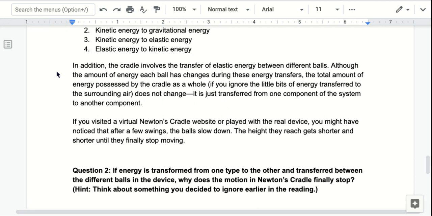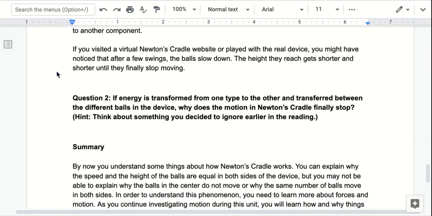If you visited a virtual Newton's Cradle website or played with the real device, you might have noticed that after a few swings, the balls slow down. The height they reach gets shorter and shorter until they finally stop moving. So question number 2: If energy is transformed from one type to another type and is transferred between the different balls in the device, why does the motion in Newton's cradle finally stop? Hint: Think about something you decided to ignore earlier in the reading.